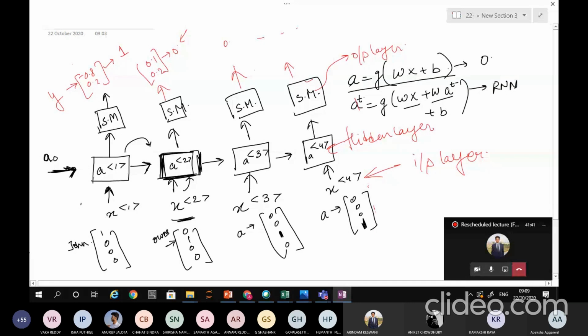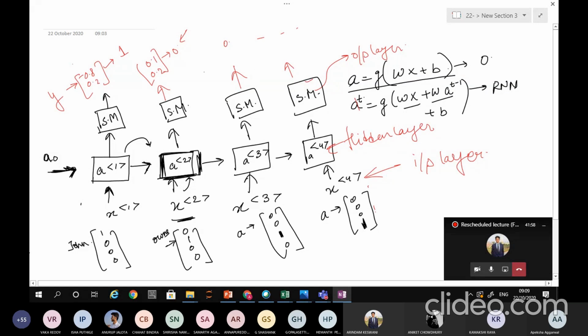Recurrent means it's taking the input from the previous layer, so from the previous activation, which you can also call a hidden state, and plus it's taking input from the current input.